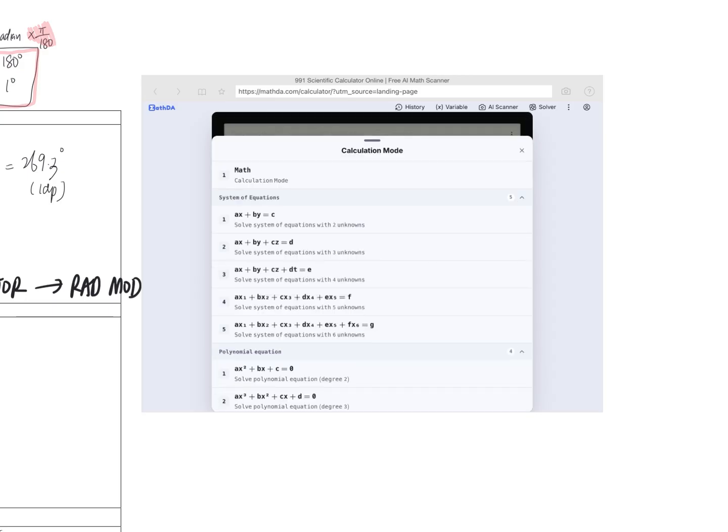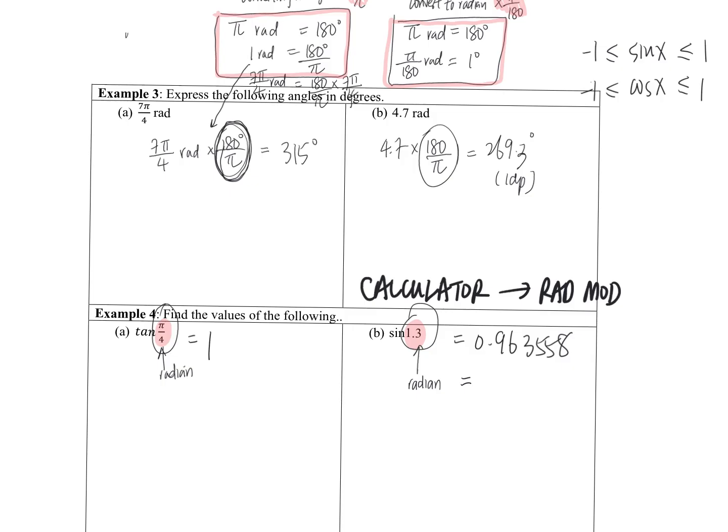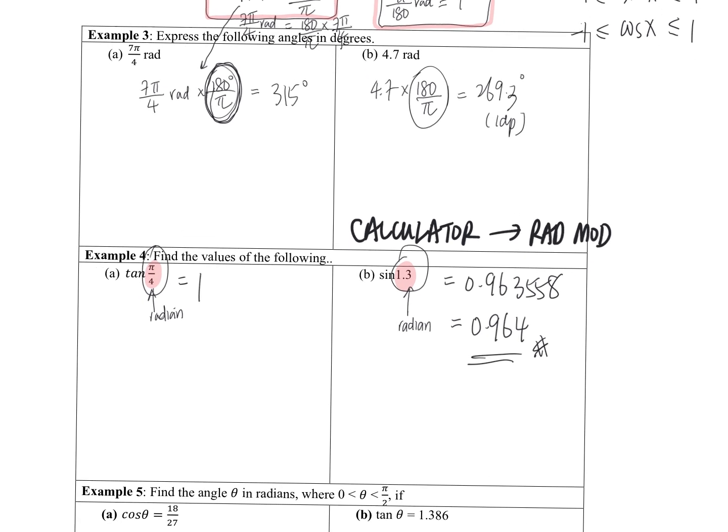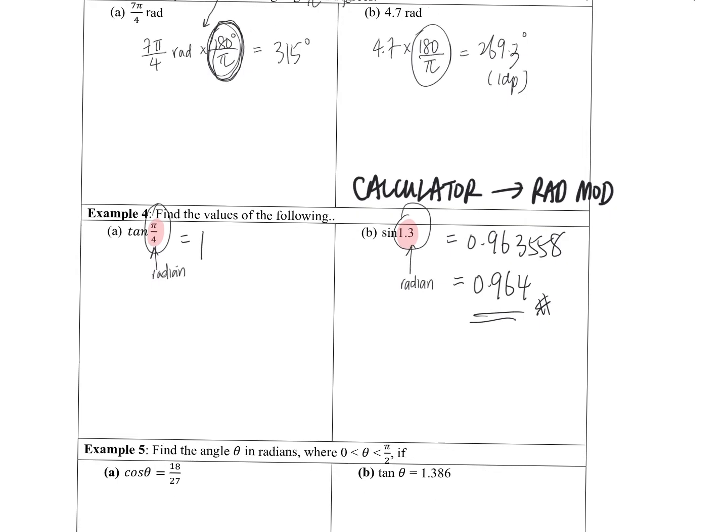This is a ratio. You can also leave it as 3 SF. Sine, cosine, tangent, the answer you get is always a ratio. Tangent is the ratio between O and A, sine is the ratio between O and H, and so on. So all these are ratios. It doesn't have units attached to it. No rad, no degree. Just ratio.